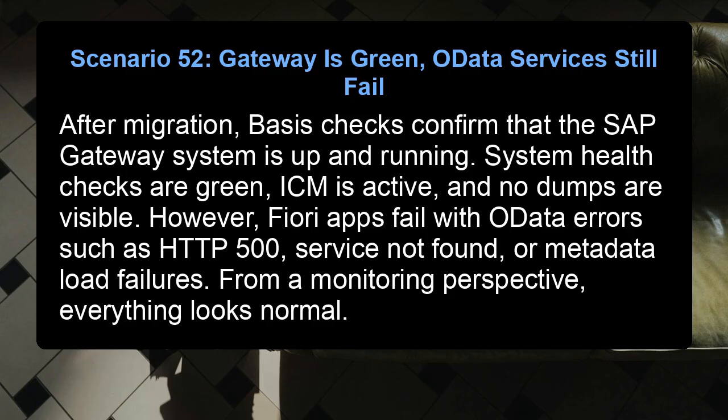Scenario 52. Gateway is green. OData services still fail. After migration, basis checks confirm that the SAP gateway system is up and running. System health checks are green, ICM is active, and no dumps are visible. However, Fiori apps fail with OData errors such as HTTP 500, service not found, or metadata load failures. From a monitoring perspective, everything looks normal.